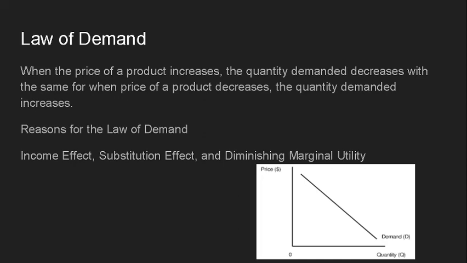Another reason is a substitution effect. If the price of your product decreases, then you are willing to buy that product over its substitute. Therefore, you demand more of that product. The third reason would be the diminishing marginal utility, basically stating, as the quantity increases, your satisfaction for each additional product decreases, therefore you're willing to pay less money.